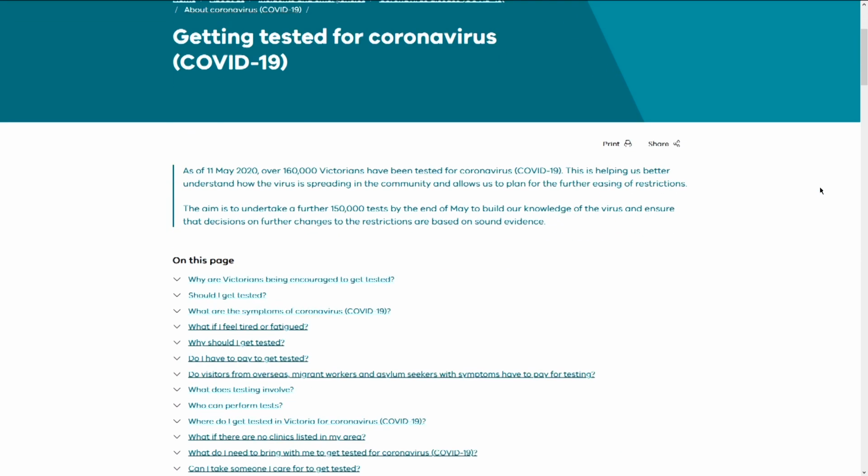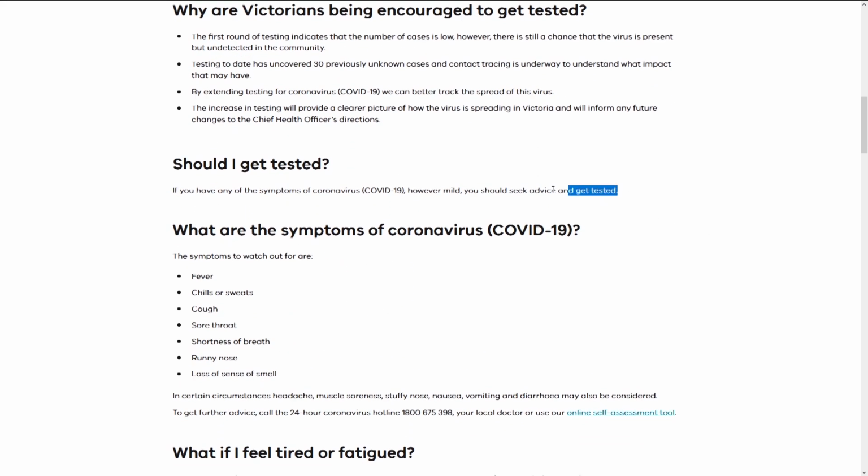The testing criteria in Victoria was expanded, and so originally, I think from memory, you had to have been overseas or in contact with someone overseas or in a high-risk group in order to be able to get testing. But gradually those criteria have been relaxed so that it's much easier for the government to keep track of people who have picked up the disease through community transmission.